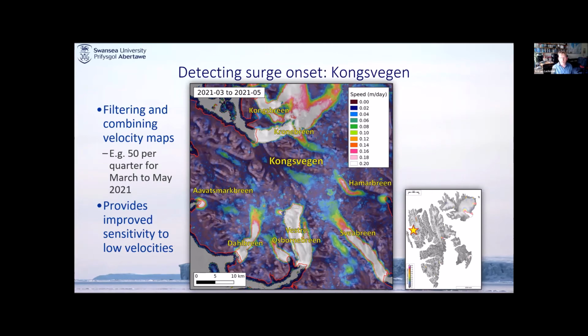In fact, looking at Kongsvegen here also made me notice this Hammerbreen surge. I haven't seen it before, but because I was working with Jack, I picked up on this one here. It seems to be surging in Hammerbreen and seems to already be responding at the calving front of the glacier, probably to meltwater flowing down beneath that glacier. We've seen that elsewhere as well. So we have amazing sensitivity here by combining velocity maps.